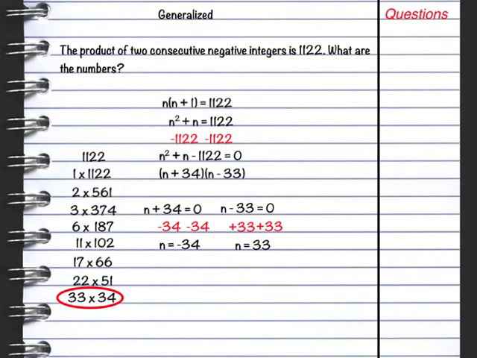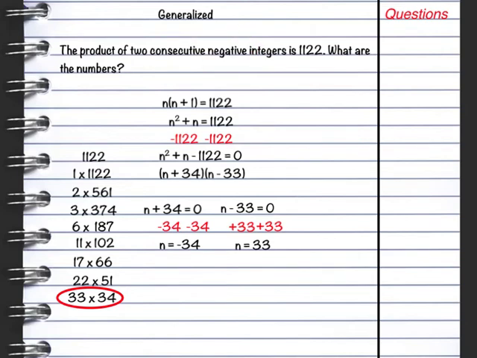So now I've got n equals negative 34 and n equals 33. What do I do with these two numbers? Be careful, because a lot of people go, oh, that's my solution. Go back up and see what it's looking for. It says two consecutive negative integers. That means the numbers have to be one right after the other, and they both have to be negative.